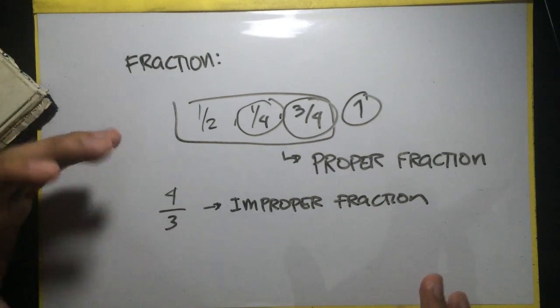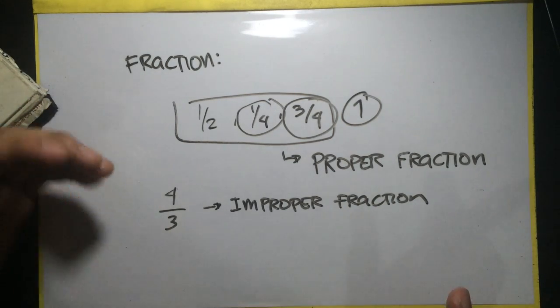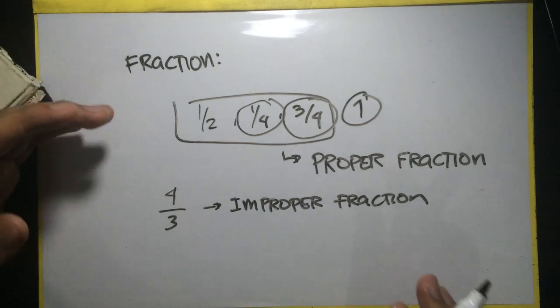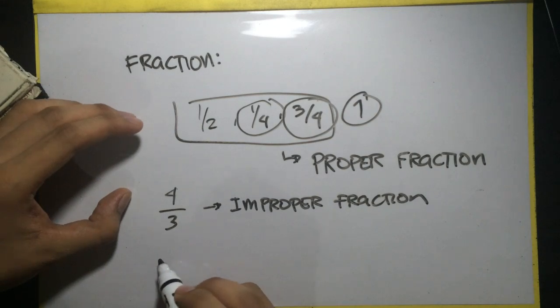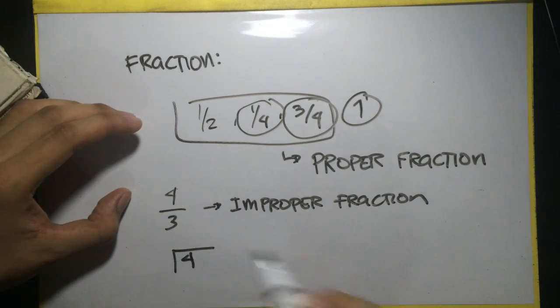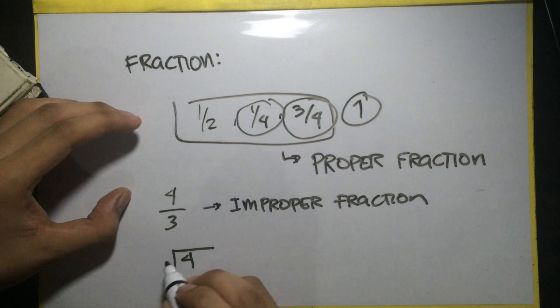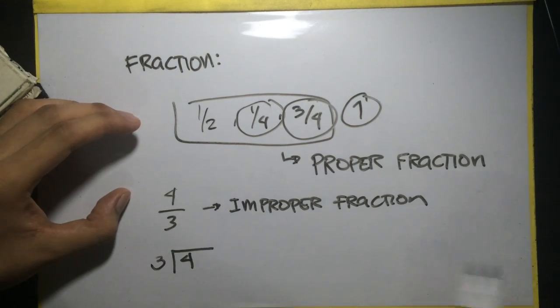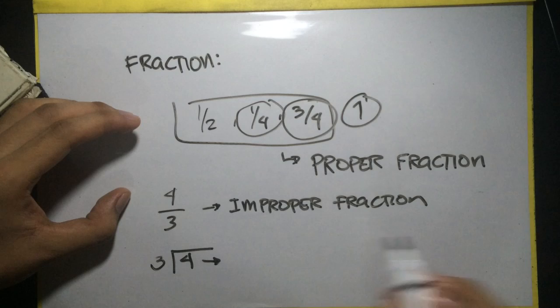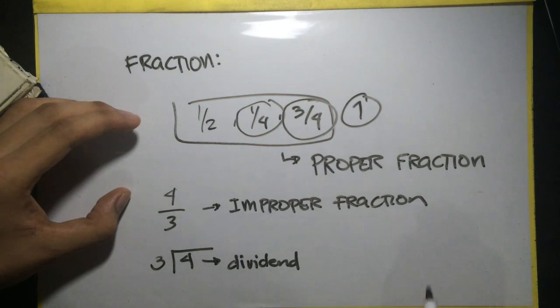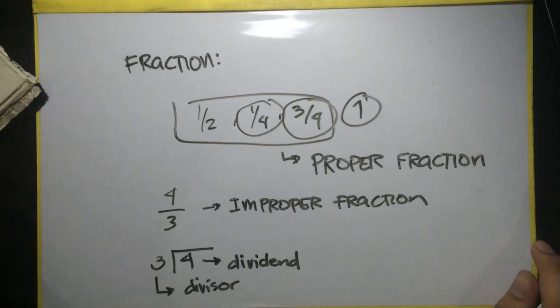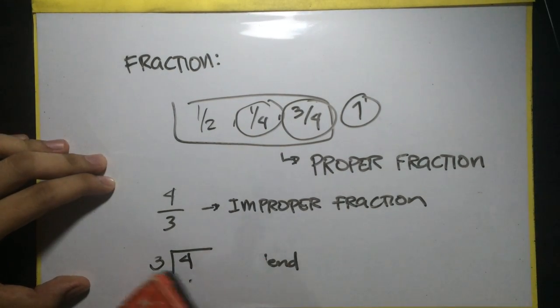In order for us to convert this into a proper fraction, we're going to divide the numerator by its denominator. So it goes like 4 divided by 3. We're going to place the numerator inside this bar and the denominator will be outside. The numerator will then be called the dividend, and the denominator is what we call the divisor. So a little sort of a review.